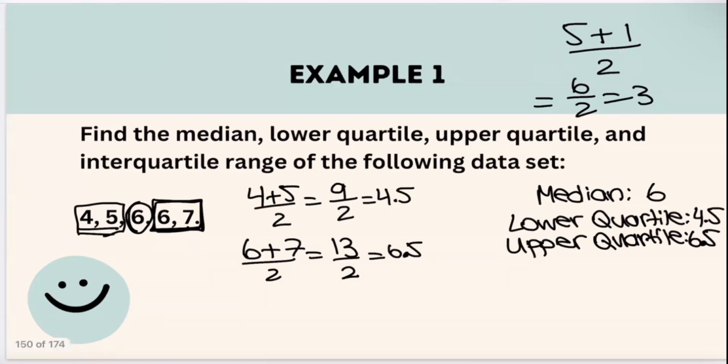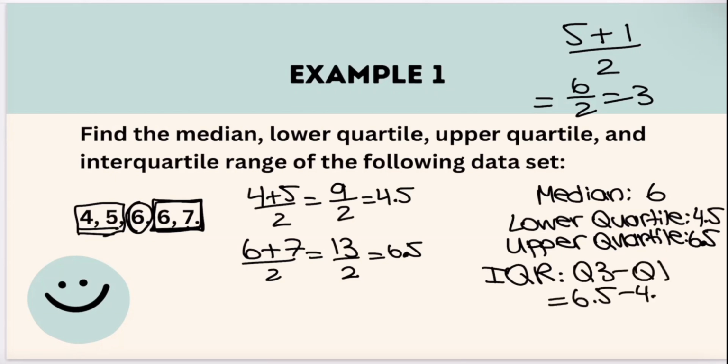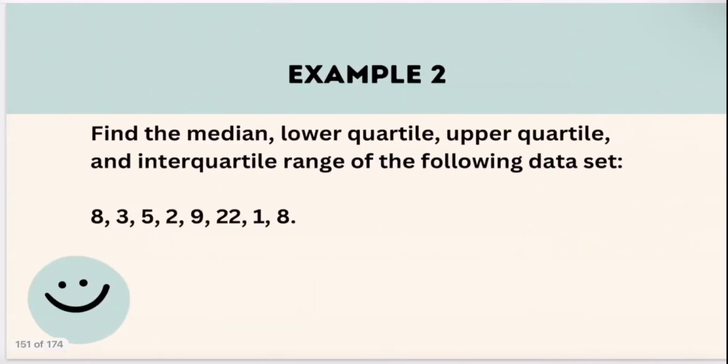Then last but not least, we have the interquartile range, which can be abbreviated as the IQR, and that's going to be Q3 minus Q1, which is 6.5 minus 4.5, which is 2. So the IQR, interquartile range, is 2. Let's do one more example.